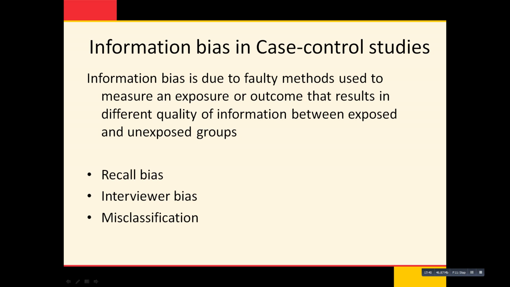So information bias in case control studies, again, is due to faulty methods used to measure an exposure and outcome that results in different quality of information between the exposed and unexposed groups. So these three, recall bias, interviewer bias, and misclassification, are the same in case control studies as in cohort studies.